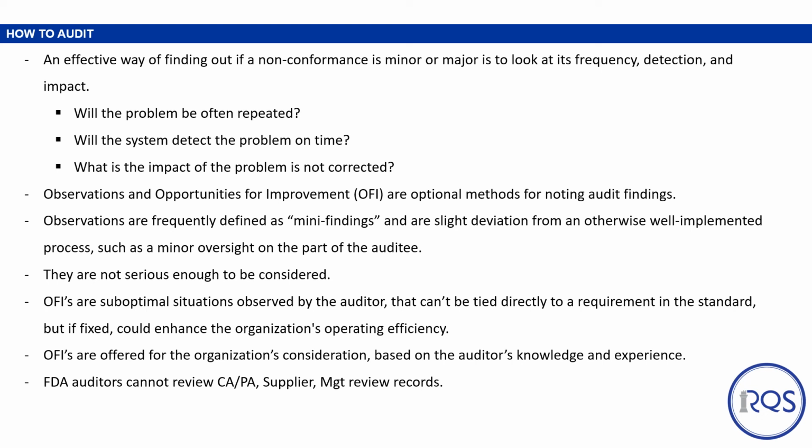Observations and opportunities for improvement, or OFIs, are optional methods for noting audit findings. Observations are frequently defined as mini-findings and are slight deviations from an otherwise well-implemented process, such as a minor oversight on the part of the auditee. They are not typically serious enough to be considered minor. OFIs are suboptimal situations observed by the auditor that can't be tied directly to a requirement in the standard, but if fixed, could enhance the organization's operating efficiency. OFIs are offered for the organization's consideration based on the auditor's knowledge and experience.